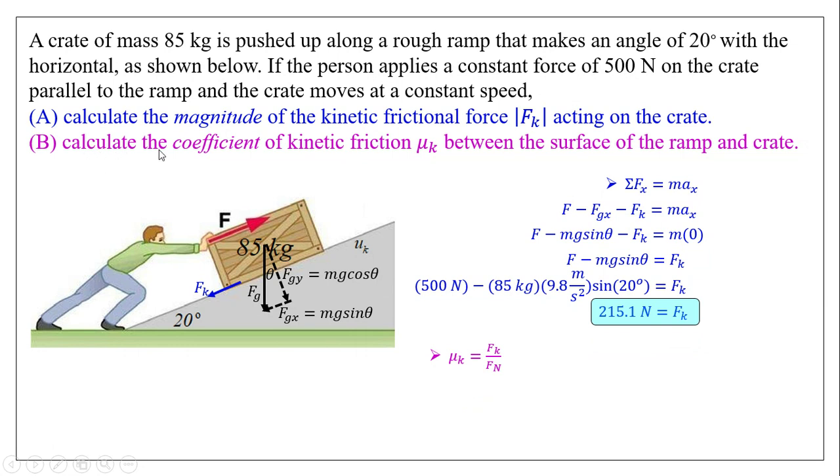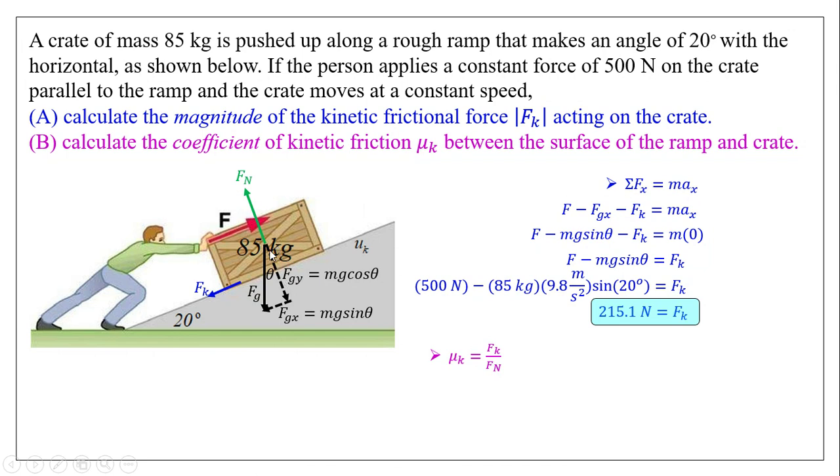Part B asks us to find the coefficient of kinetic friction. So to find the coefficient of kinetic friction, we need the ratio between F of k and F of n. Well, we already found F of k from part A, which is 215.1 newtons. F of n, light work. The green arrow that just came up on my screen, that is your F of n. F of n is the force exerted from the ramp onto the crate.